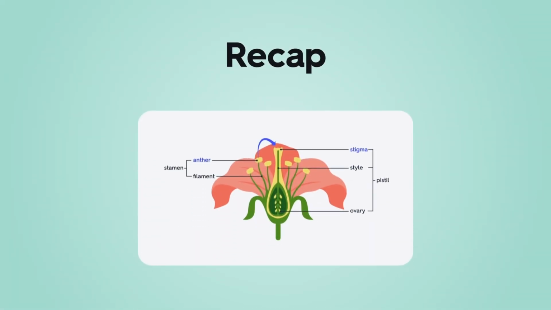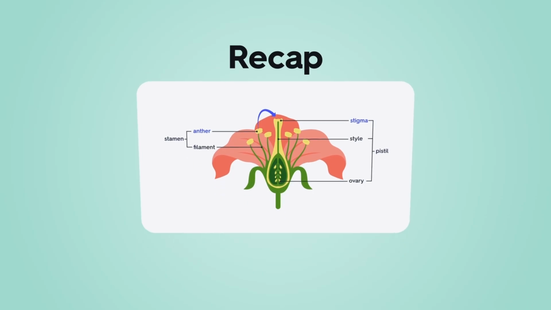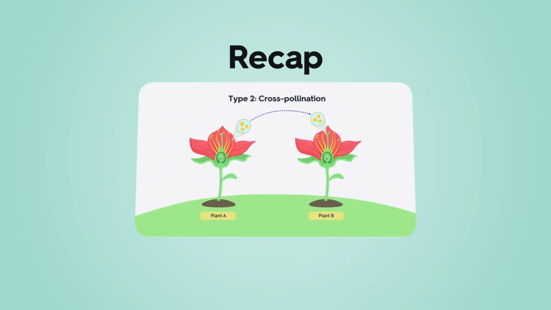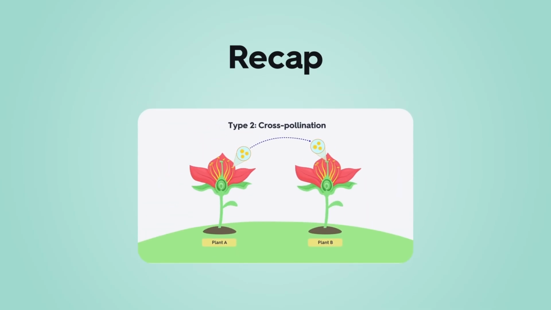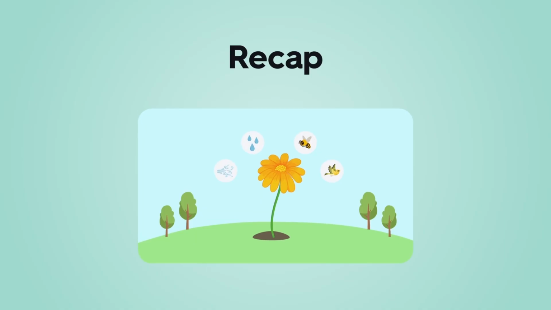To recap, pollination is pollen moving from the anther to the stigma. Self-pollination stays within one plant, while cross-pollination moves between different plants of the same species. Wind, water, and especially insects can act as delivery agents, often making cross-pollination much more reliable.